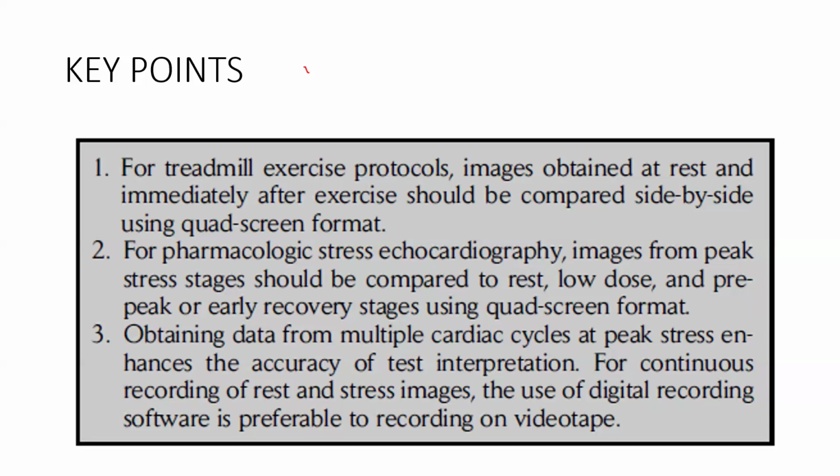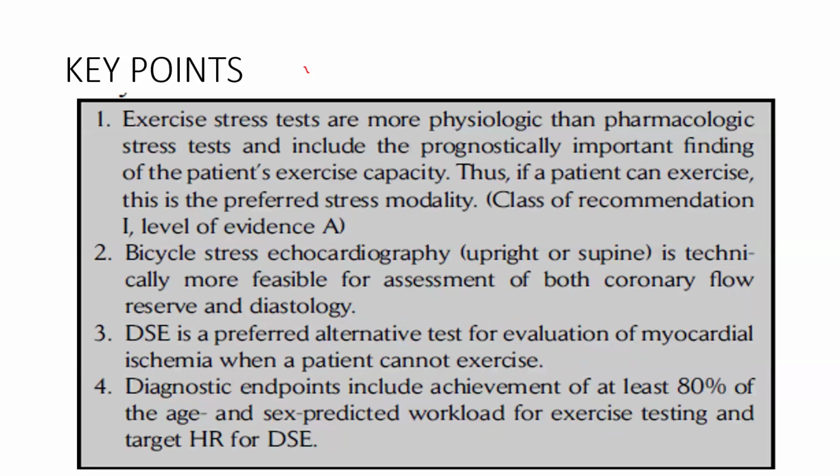Now, obtaining data from multiple cardiac cycles at peak stress enhances the accuracy of the test. So you want to acquire as many images as possible. Now, exercise stress test is more physiological, like we mentioned, than pharmacological stress tests, and includes a prognostically important finding of the patient's exercise capacity. So you can predict functional capacity of the patient with the treadmill stress test. You can't do that with the dobutamine stress test or the pharmacological stress test.